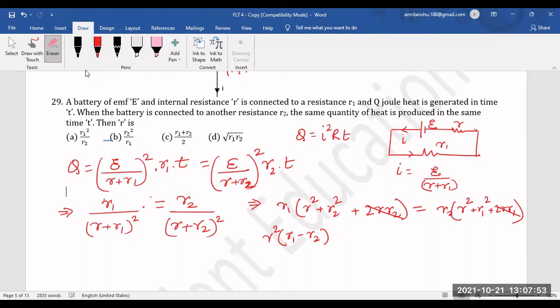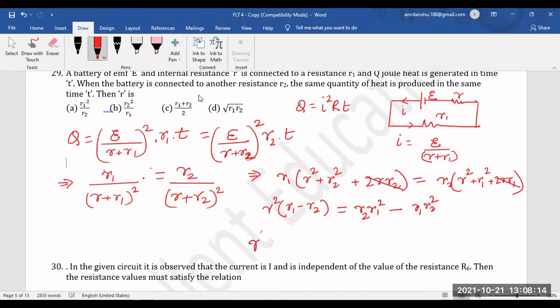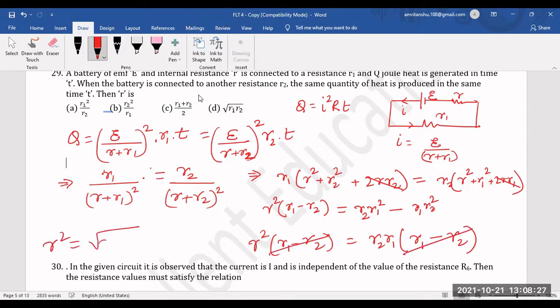Just erase this. This should be equal to, let me take this on the other side. So R2 R1 square minus R1 R2 square. And from here, if I take R1 R2 common, and here R2 R1 common, I get R1 minus R2. So R1 minus R2. So R square comes out to be... correct option is going to be D.